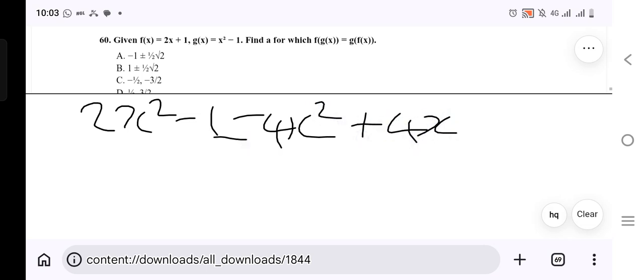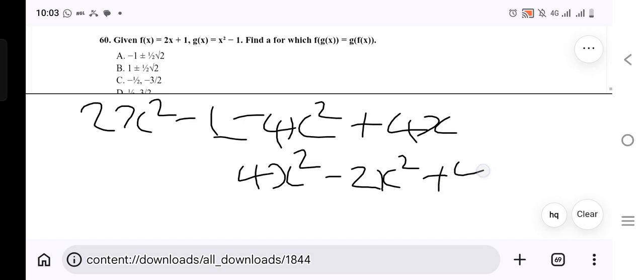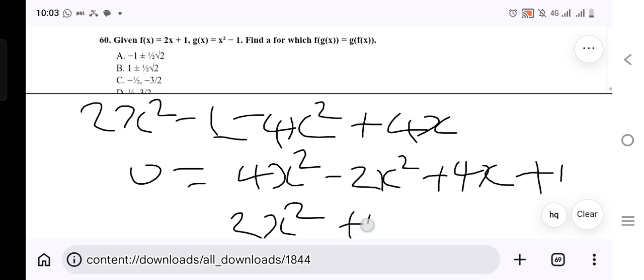So with this now, I'll take this to this side and it will change to minus. So I have 4x squared minus 2x squared, then this 4x still remains here. Then this minus 1 will change to plus 1, so this 1 remains here. So 4x squared minus 2x squared will give me 2x squared plus 4x plus 1.